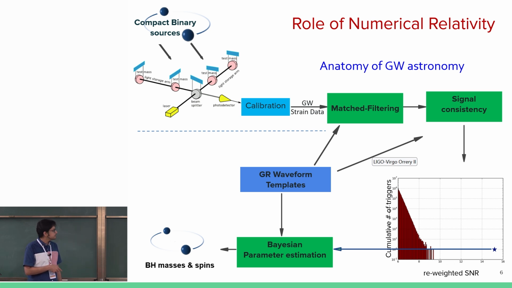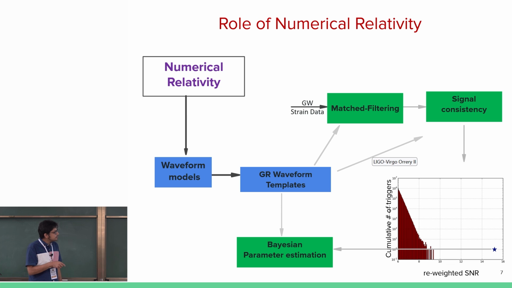So as you can see, these waveforms are central to the entire process, starting from matched filtering, signal consistency, as well as Bayesian parameter estimation. And this is where waveform models come into the picture. Okay? So we need waveform models that are able to predict what these sources' emission in the gravitational wave spectrum would look like. And this is where numerical relativity actually enters this whole field.